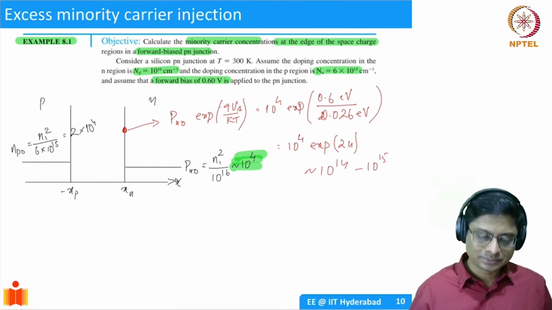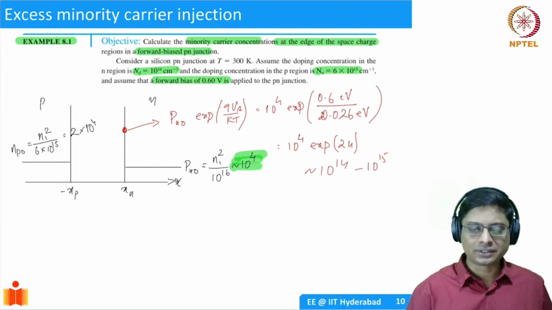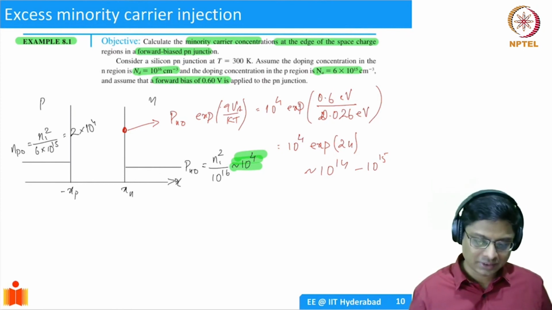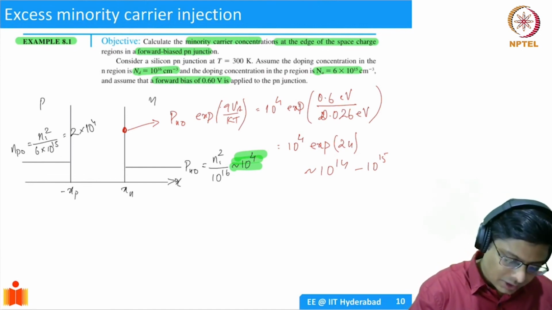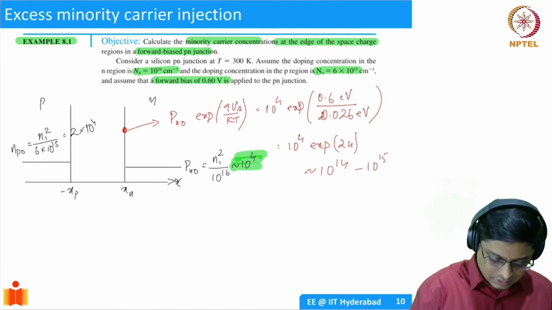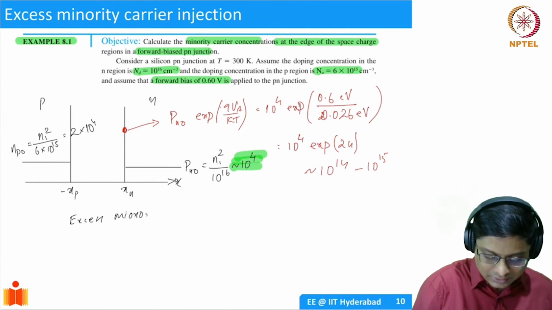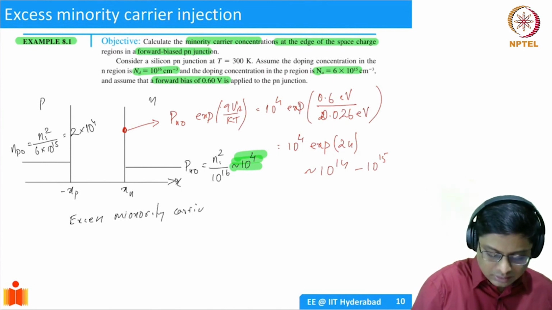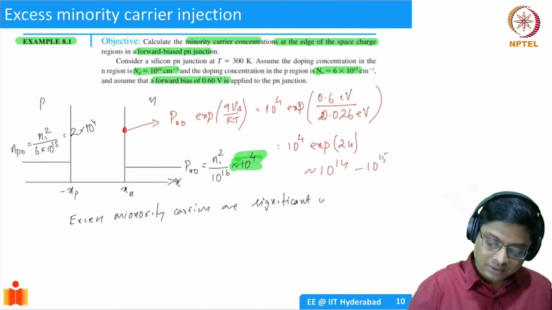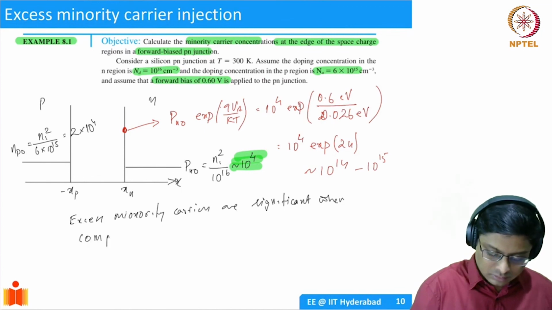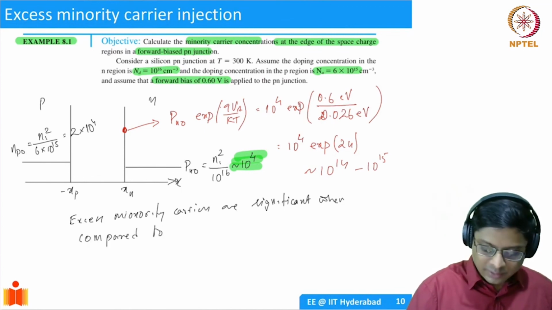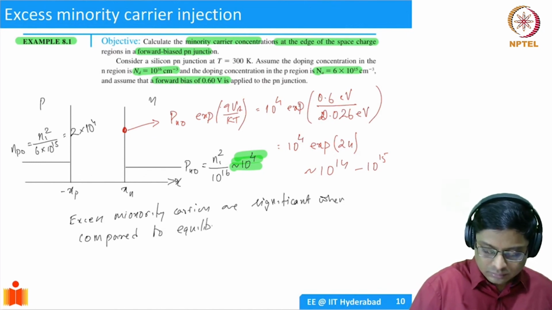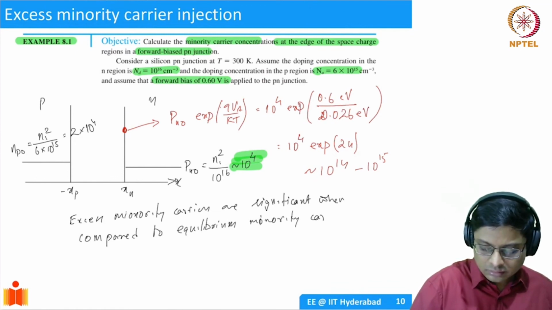Similarly, I could do the same thing in the P-type semiconductor. Okay, so the problem requires you to calculate both of these. The point you need to remember is that excess minority carriers are significant when compared to equilibrium minority carrier density.